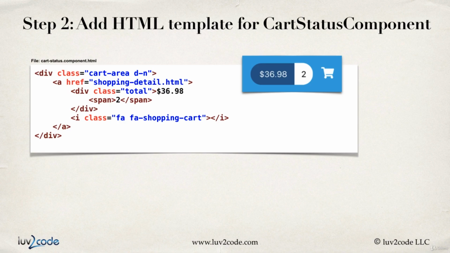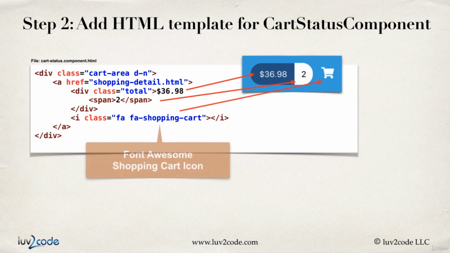Now step 2 of adding the HTML template for the cart status component. So we add this HTML content here, making use of divs and spans. And so here we have the actual total price for the cart and then the actual quantity. Right now we're hard coding it, but later on we'll update this dynamically based on actions from the user. And then also we'll make use of the Font Awesome shopping cart icon. So remember Font Awesome from earlier, a collection of icons here. So we make use of this icon here for a given shopping cart.